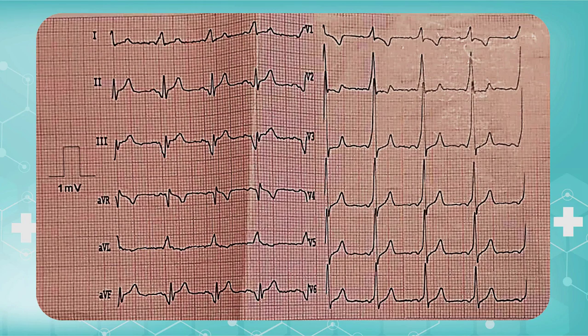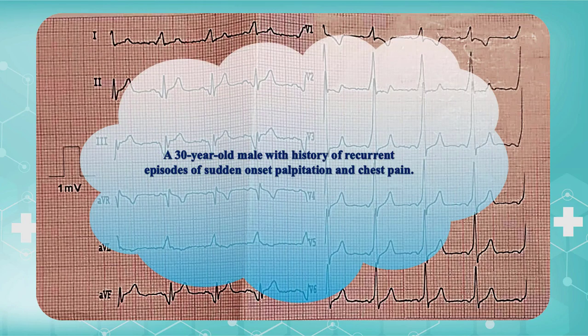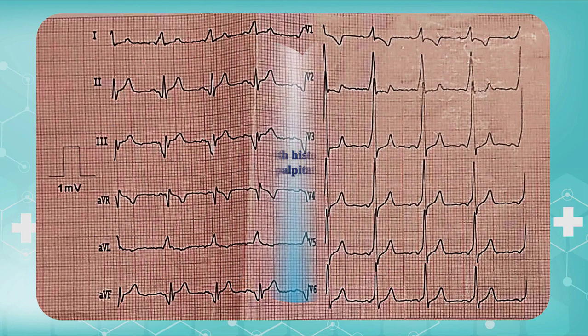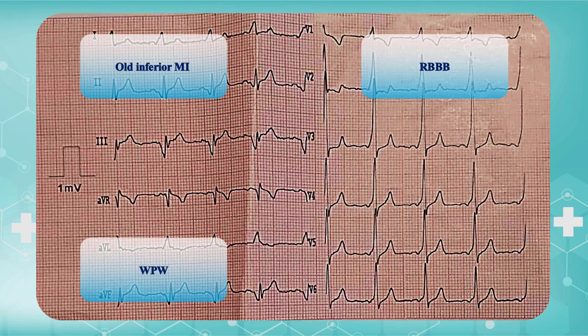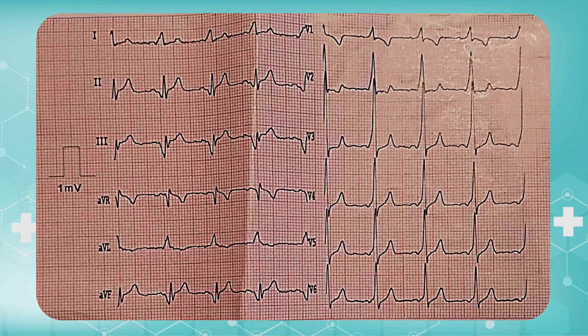The present electrocardiogram is obtained from a 30-year-old male with history of recurrent episodes of sudden onset palpitation and chest pain. Which of the following is the correct answer? 1. Old inferior MI. 2. Right bundle branch block. 3. Wolff-Parkinson-White syndrome. And 4. Acute high lateral wall ischemia. What are you going to do for this patient?